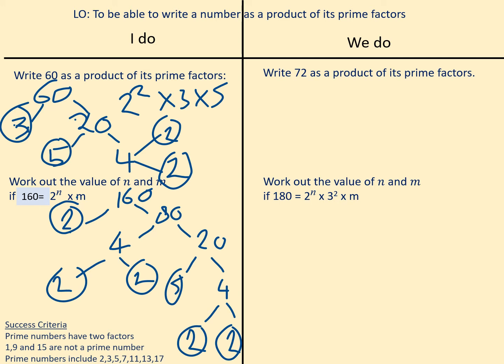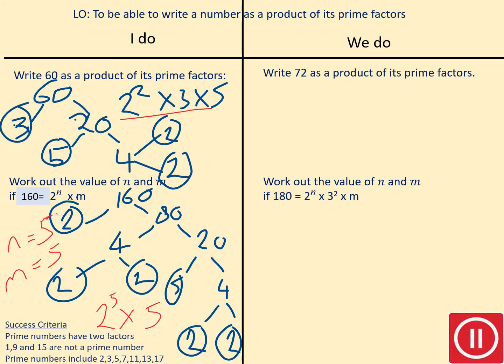Let's look at the 20. Well, 5's prime, so 5 times 4 is 20, and 2 times 2. So we've got 2, 2, 2, 2, 2 and a 5. So let's have a look at this. So we've got 1, 2, 3, 4, 5, 2 to the 5 times 5. So let's go back to the original sum. So it said if 160 equals 2 to the power of n, so n must be 5 because we had 2 to the power of 5, and m, the number that was by itself, was 5. Pause the video and have a go at the other two questions.